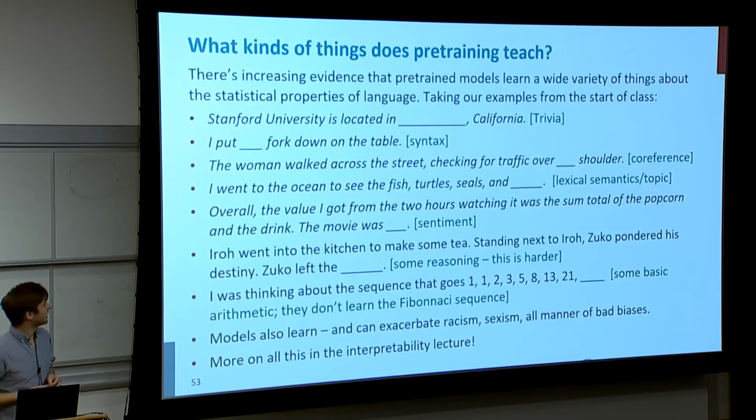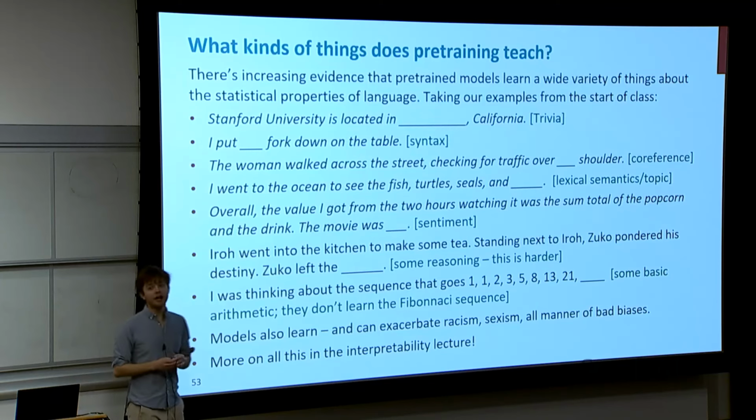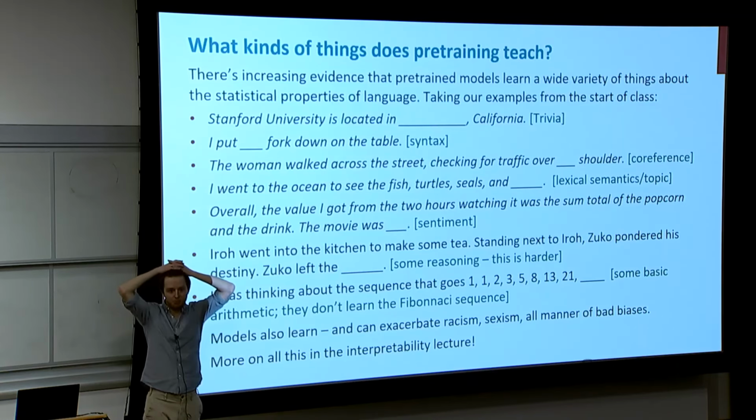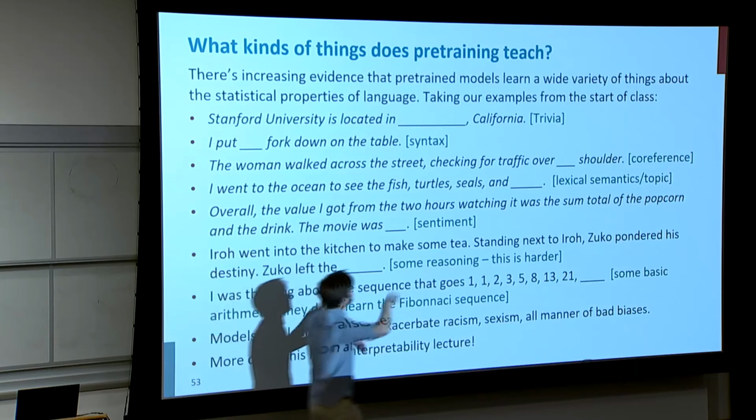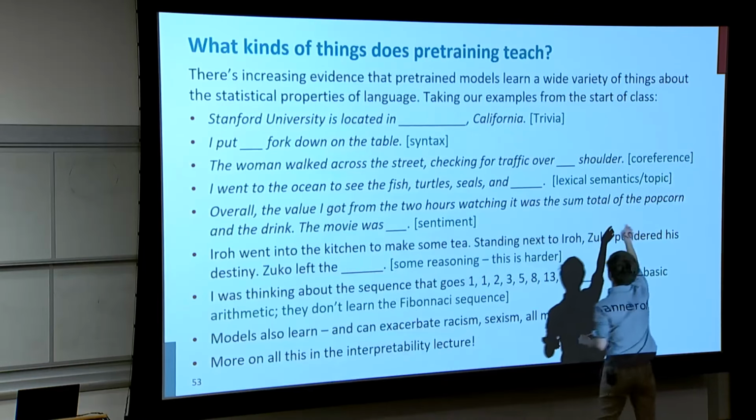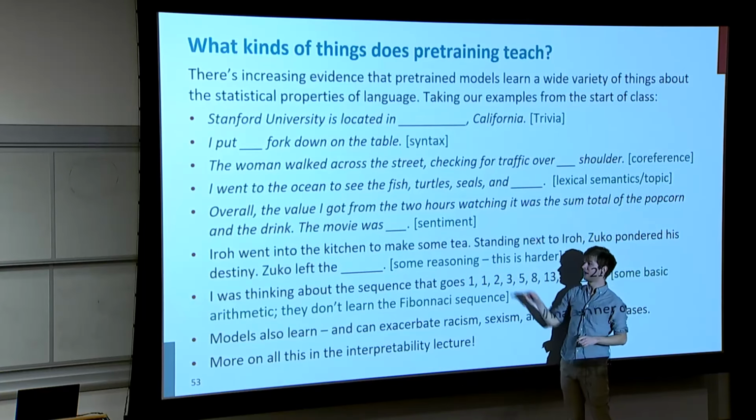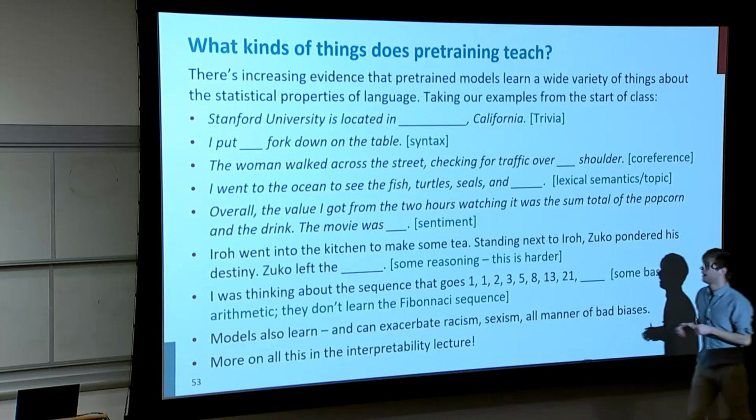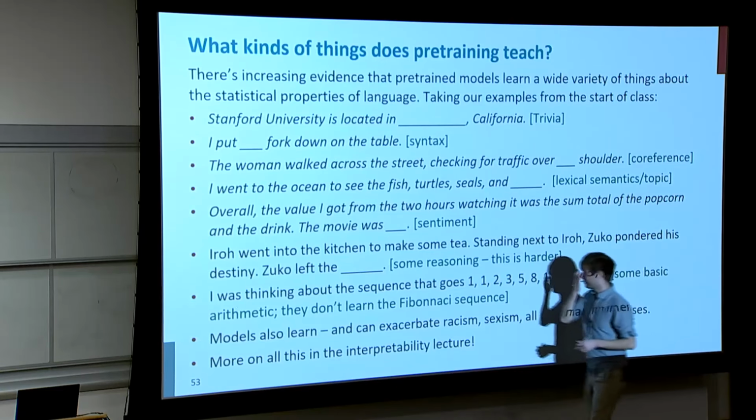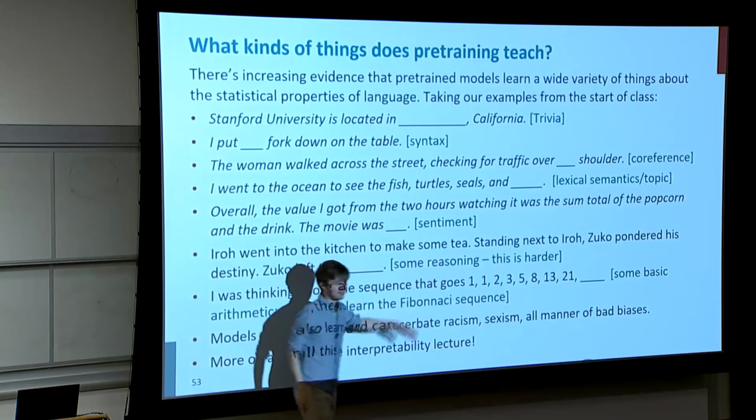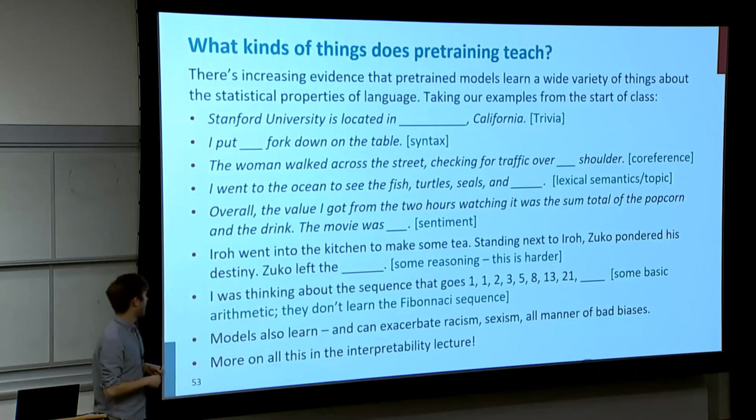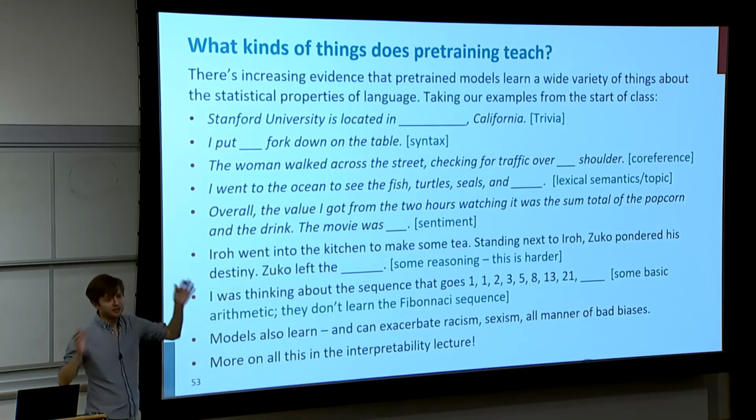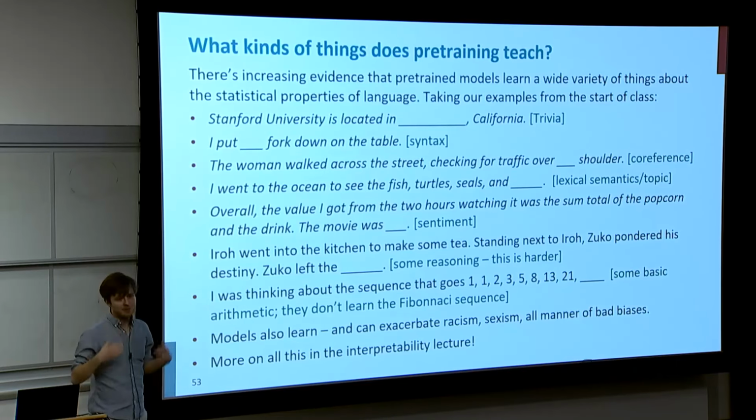So what do we think pre-training is teaching? Gosh, a wide range of things, even beyond what I've written in this slide, which I mostly wrote 2 years ago, right? So it can teach you trivia and syntax and coreference and maybe some lexical semantics and sentiment and some reasoning, like way more reasoning than we would have thought even 3 years ago. And yet, they also learn and exacerbate racism and sexism, all manner of biases. There's more on this later, but it's the generality of this is really, I think, what's taken many people aback.